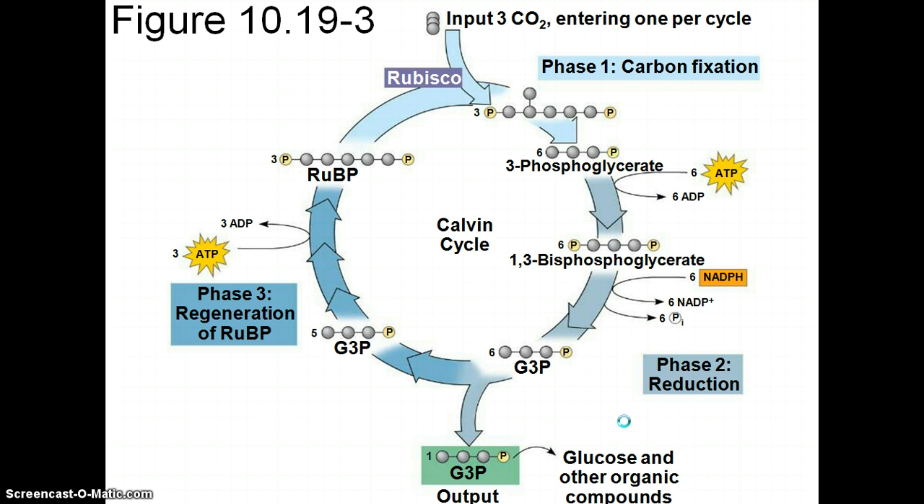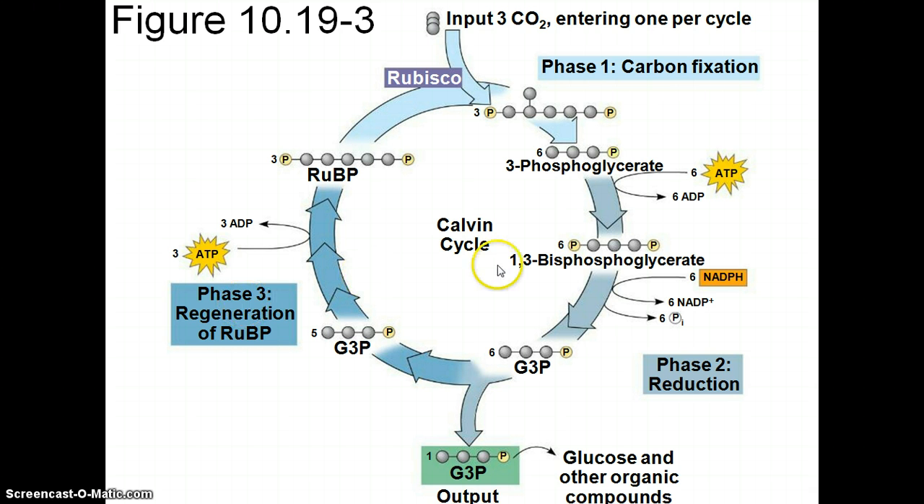The last phase, 3, is the regeneration of our RuBP molecule. So we want to get back to that 5-carbon molecule. Most of the G3P that's produced is actually going to continue on in the cycle so that it can become the RuBP molecule in order for this cycle to go circling around and around. In order to go from G3P to RuBP, we need the input of ATP again.